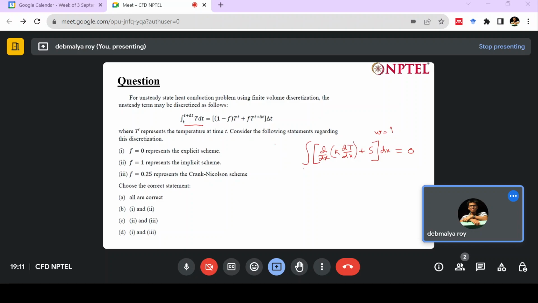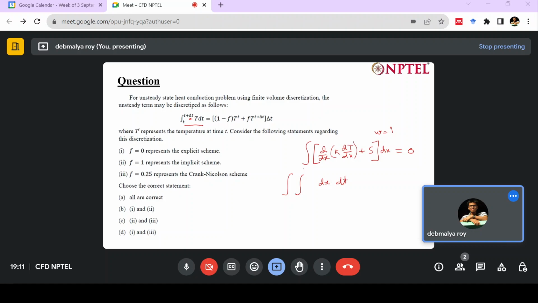Now what will happen if we have an unsteady equation? Let's say we have an unsteady equation where there is no source term. Then we will do the same thing, but not only integrate with respect to x, but also integrate with respect to time. And like we have done in steady state equations, where we divided our spatial domain into different finite volumes, here also we will discretize time into finite discretizations of length, let's say delta t.